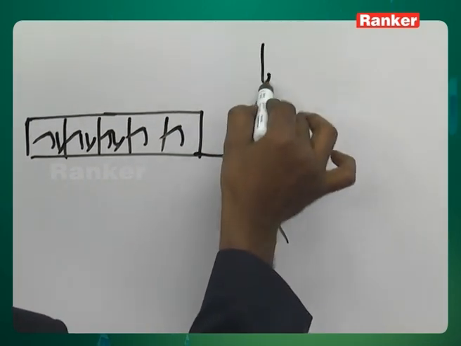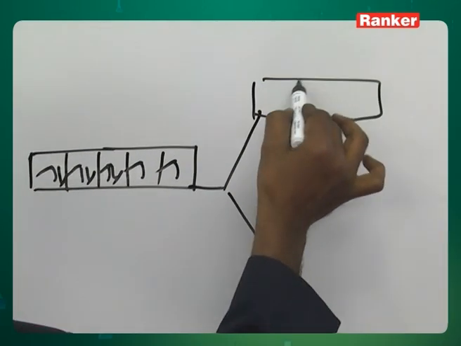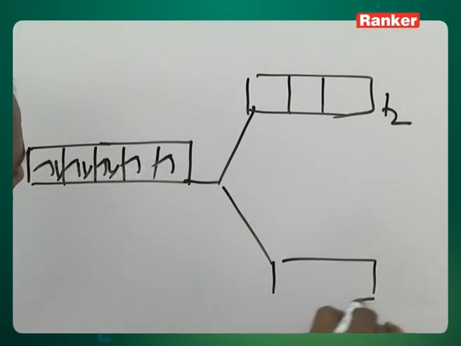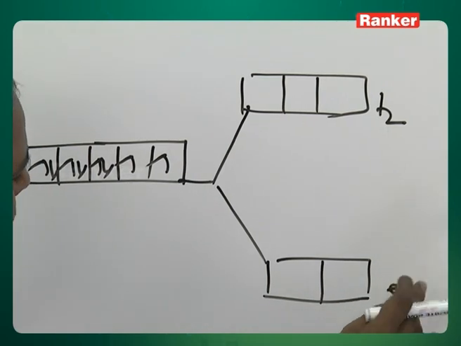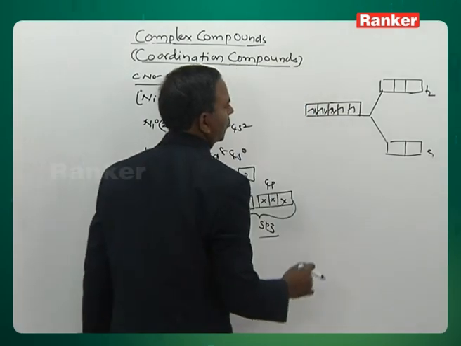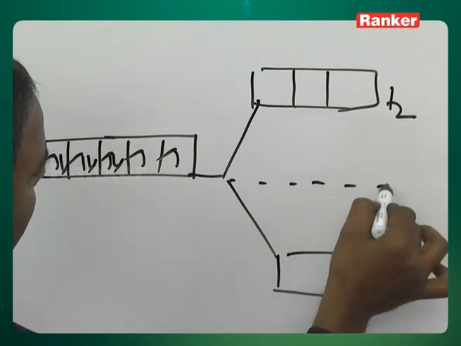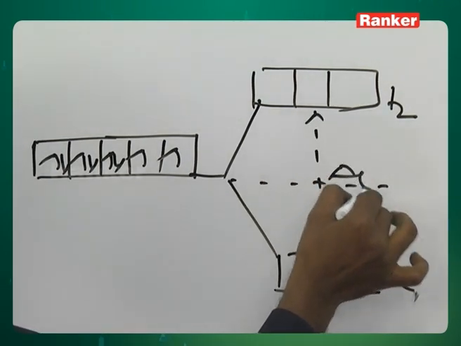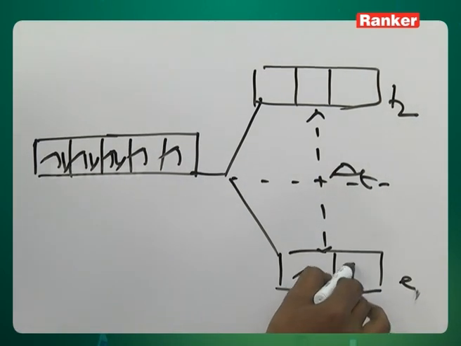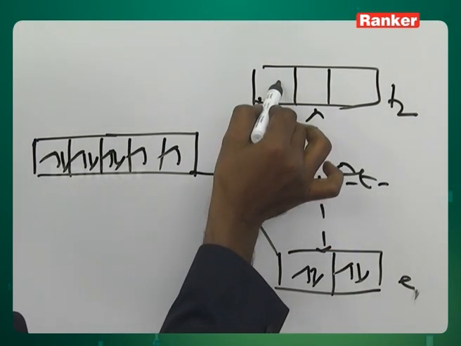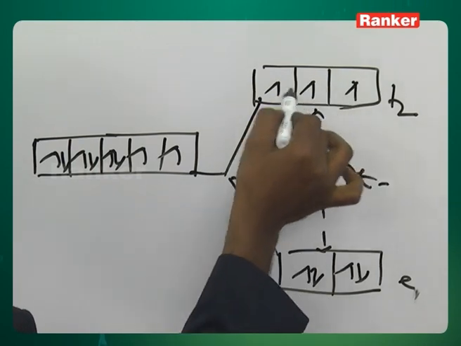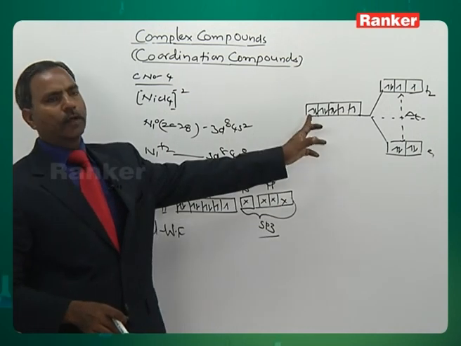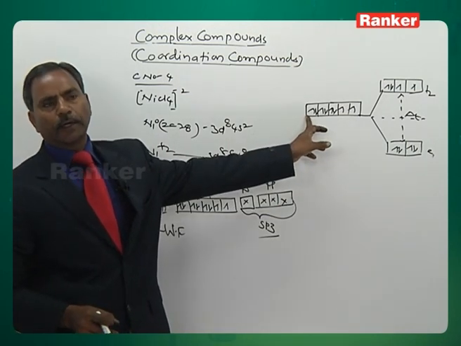Tetrahedral, recollect, the splitting is reversed. The higher energy level is the T2 set of orbitals, and the lower energy level is the E set of orbitals. Let me write E and T2. The difference between these two we represent by delta T. Arrangement of electrons: 1 2 3 4 5 6 7 8. This is the splitting of d orbitals in tetrahedral geometry.